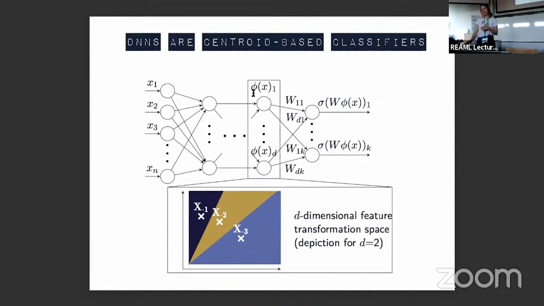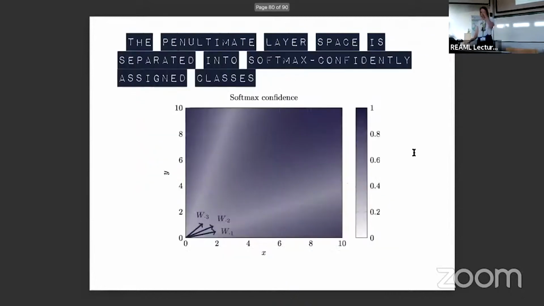Now, in this space here, for this classification, you can also find centroids which actually induce the classes. So for every neural network, you can find some centroids in the penultimate layer space such that you're actually doing a nearest centroid classifier. So this is basically what k-means does when it assigns its points to clusters, right? You take the nearest centroid, and this is then the cluster. In this case, it's then the class.